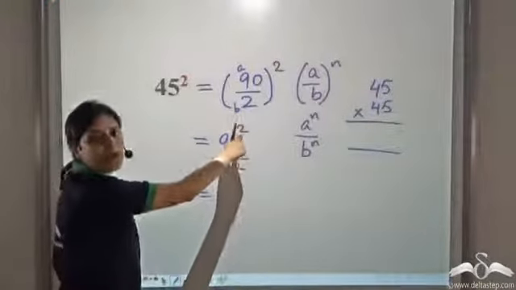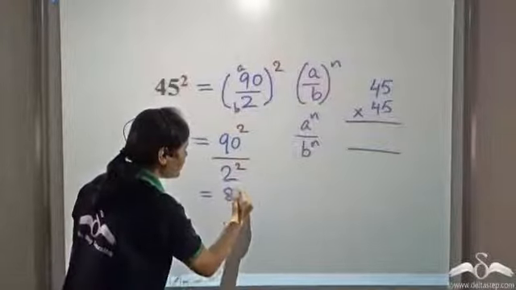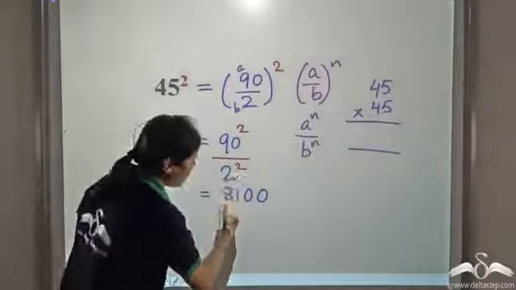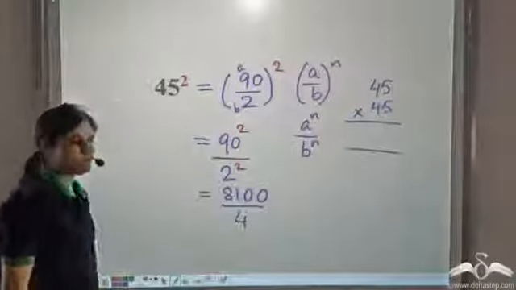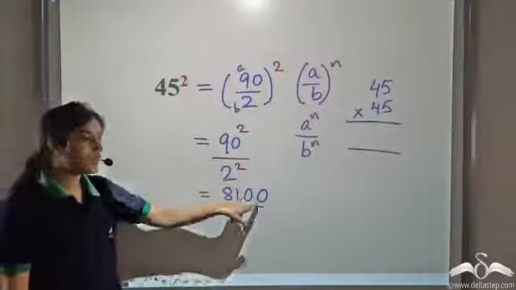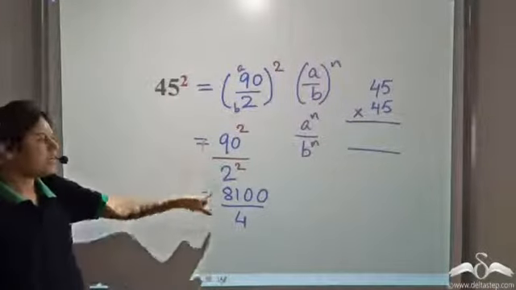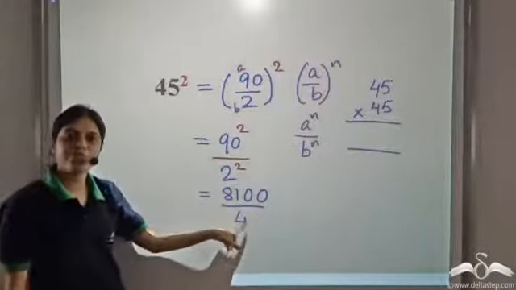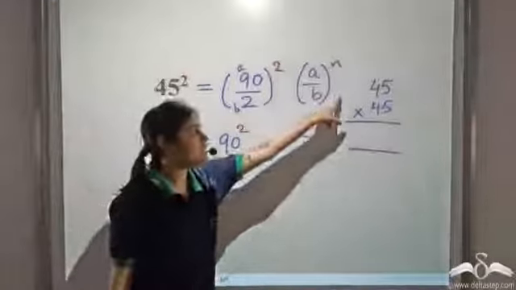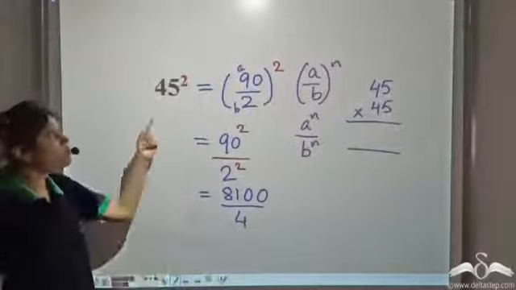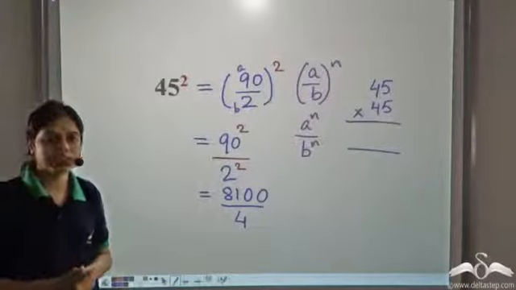Now 90 square is equal to 8100, and 2 square is equal to 4. So if you divide 8100 by 4, you will get the square of 45. Dividing 8100 by 4 is much simpler than multiplying 45 with itself. So you can apply this law to make your calculations easier.